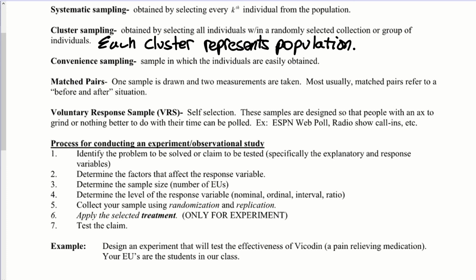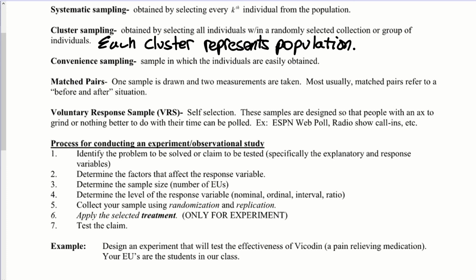Convenience sample, honestly, I don't even know why that's a term. It's in every textbook, online resource. I don't care how easy it is to get a data set. It's a convenience sample in which the individuals are easily obtained. Okay, cool. What does that tell us? It doesn't tell us anything, right?